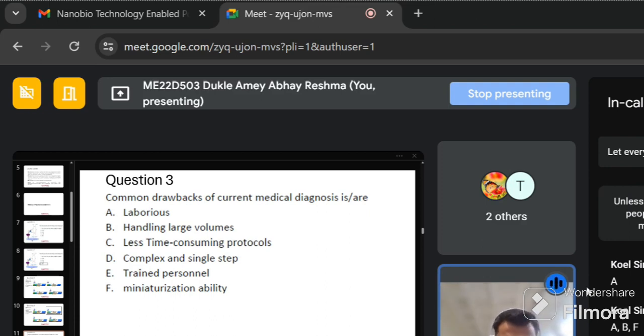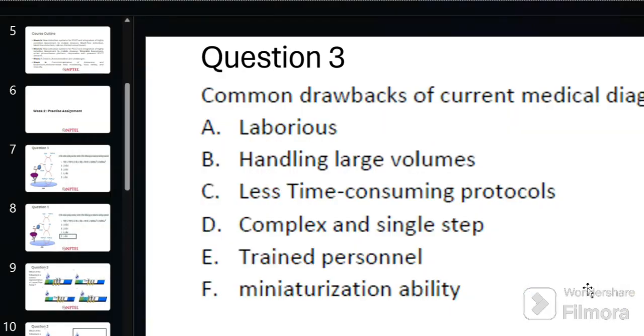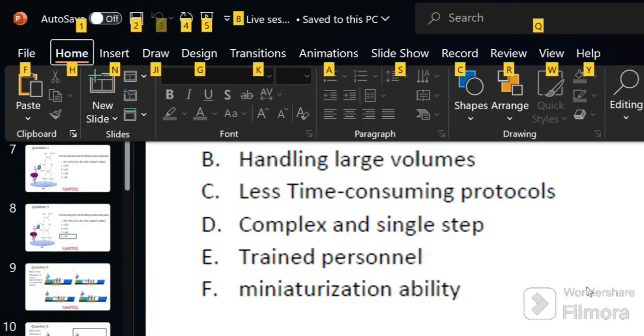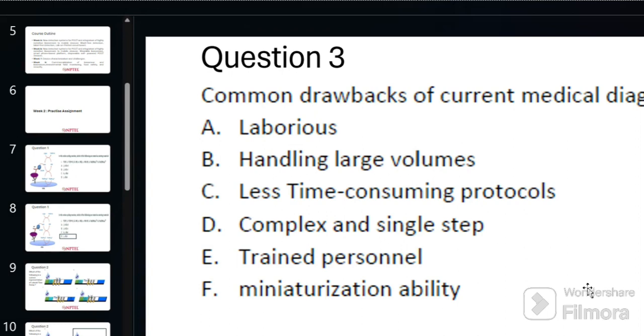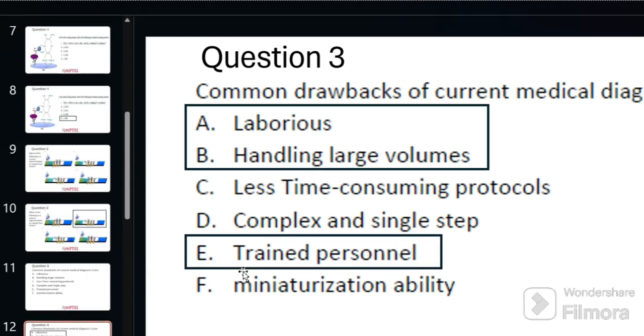Your first and second answers are right. The last answer is not. So basically, yes, the current medical diagnostics are laborious. That's the right answer. It needs large volumes of blood. Normally, whenever you go to give a blood test, you will at least need to give the entire syringe, so maybe it might be 2 ml or 3 ml or 4 ml.